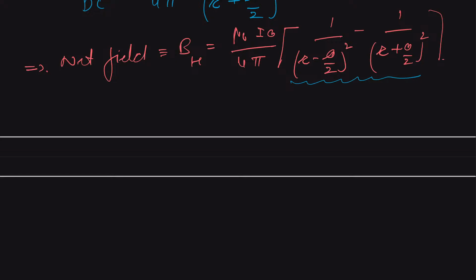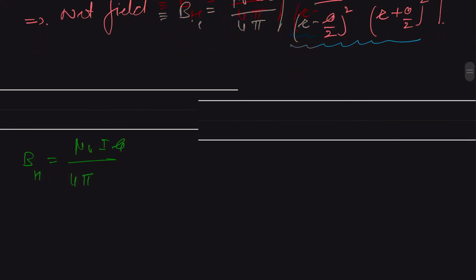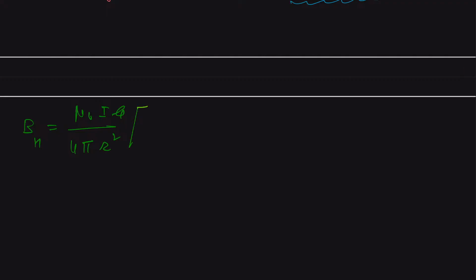And so we can sort it out, and we can say that the magnetic field because of the horizontal parts, that is AB and DC only, will be equal to mu naught IA upon 4 pi, and we can take R as common from both the denominators, so this comes as R square, times 1 upon 1 minus A upon 2R whole square minus 1 upon 1 plus A upon 2R whole square.